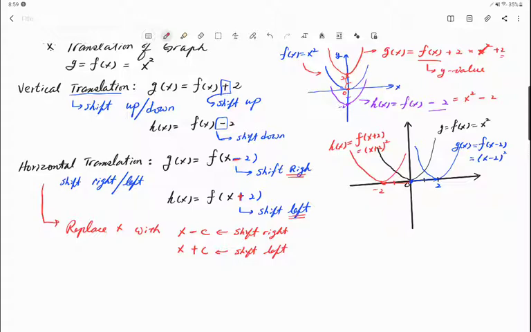And then for the vertical translation, it's straightforward. Y value is increased, then up. Y value is decreased, then down. So plus means shift up, minus means shift down.